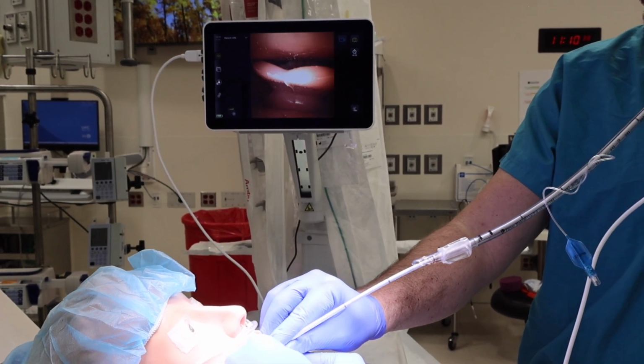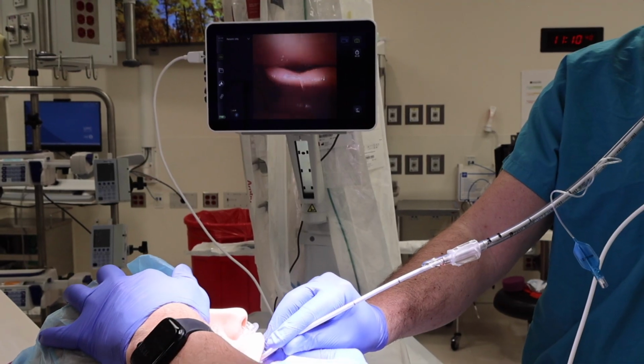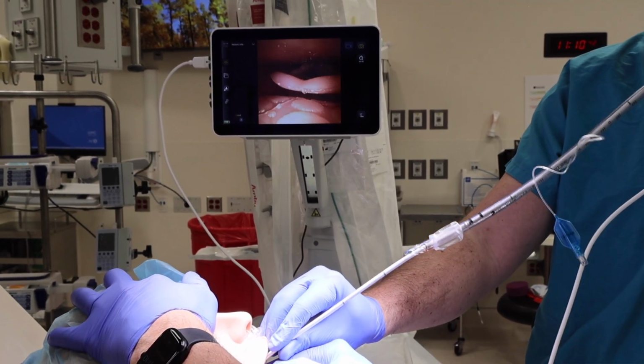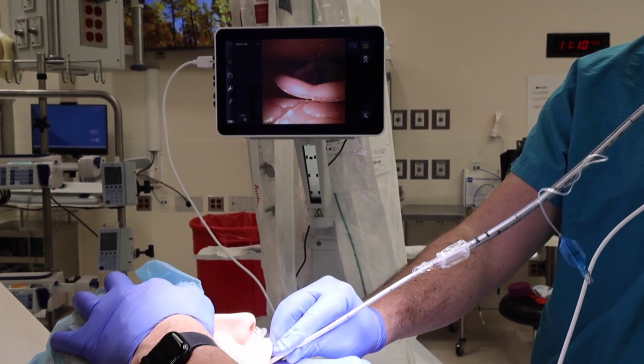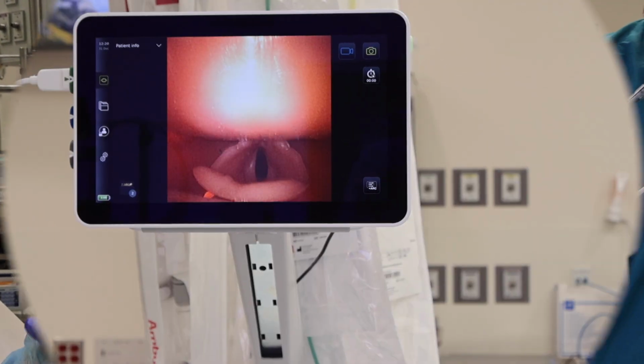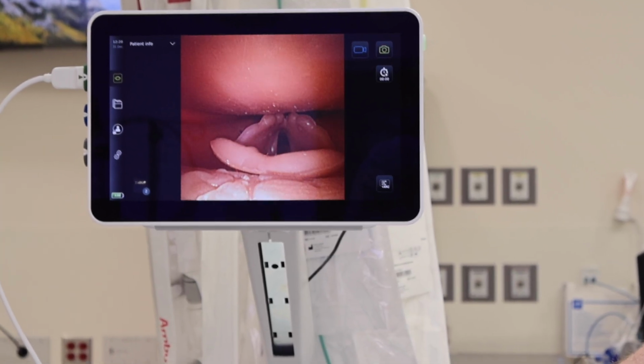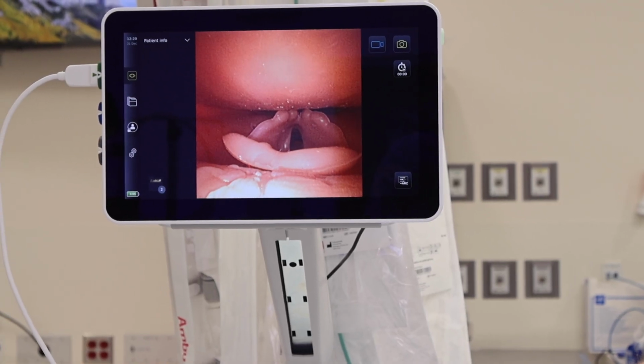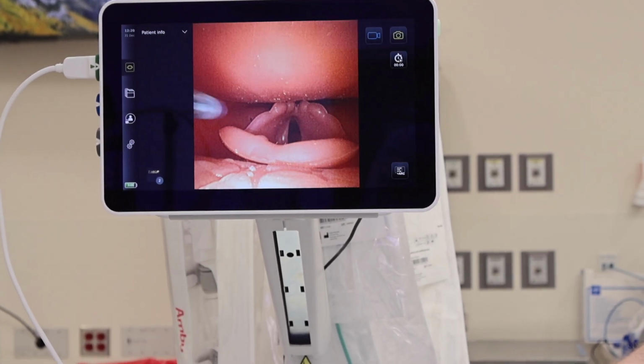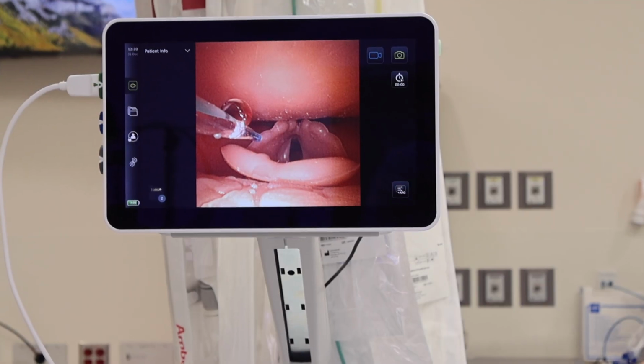Advance the fiberoptic scope midline along the sulcus of the tongue, always moving into a visible lumen. The patient should remain responsive to simple commands, such as take a big deep breath. Let inspiration pull the scope in, advancing with inhalation, and pausing during exhalation.